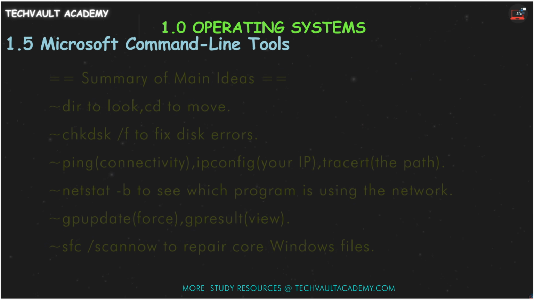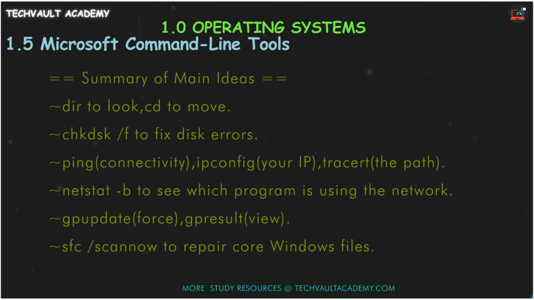To recap, for navigation, use dir to look and cd to move. For disk health, use chkdsk /f to fix file system errors. For network diagnostics, start with ping for connectivity, ipconfig for your own settings, and tracert or pathping to analyze the route. To see which program is making a network connection, use netstat -b from an elevated prompt.